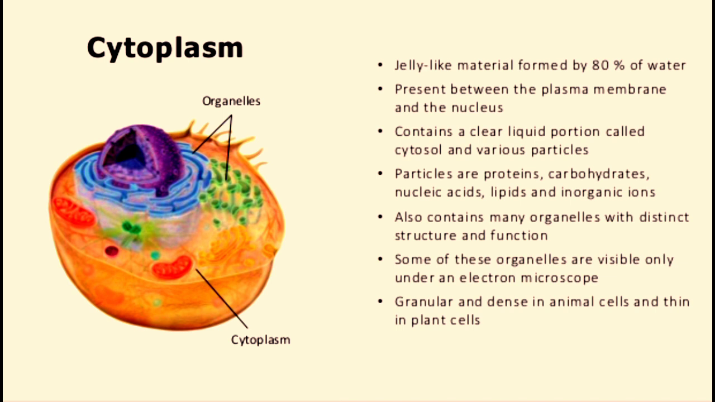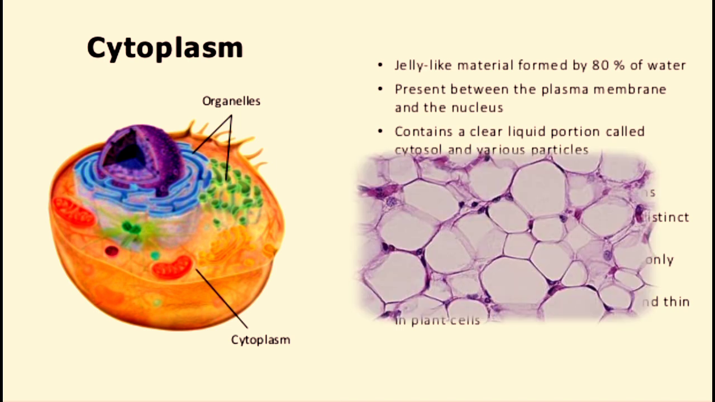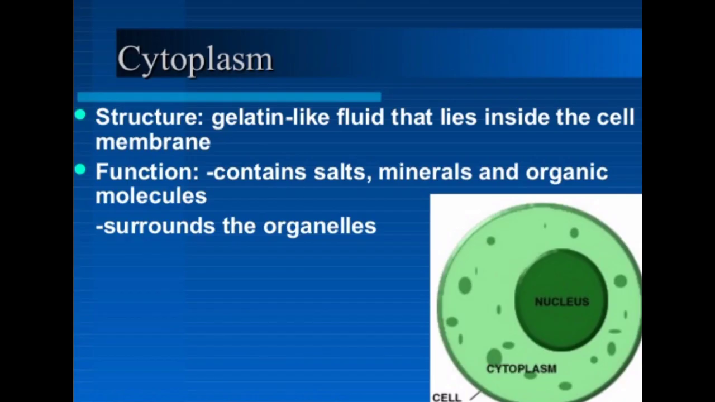It can be seen under a compound microscope only. Under a compound microscope, it appears to be colorless, partly transparent and somewhat watery. So we can say that it is a viscous, gelatinous and jelly-like substance consisting of water, various inorganic substances and organic molecules. Many chemical reactions take place in the cytoplasm. It also contains many specialized cell organelles, each of which carries out a particular function.